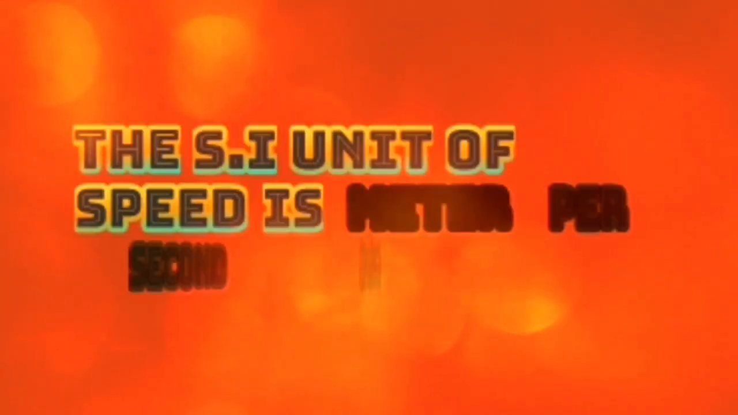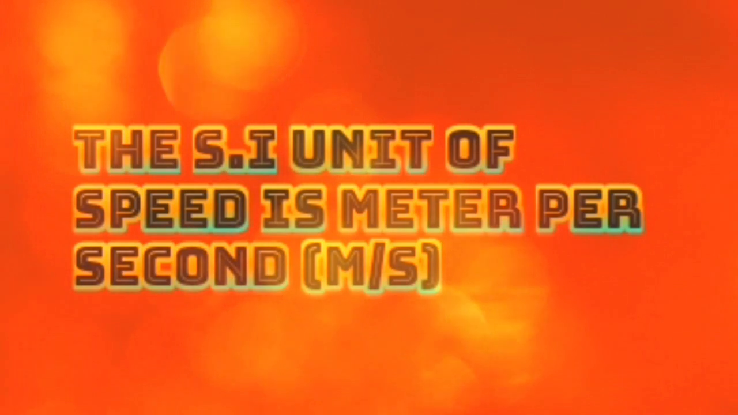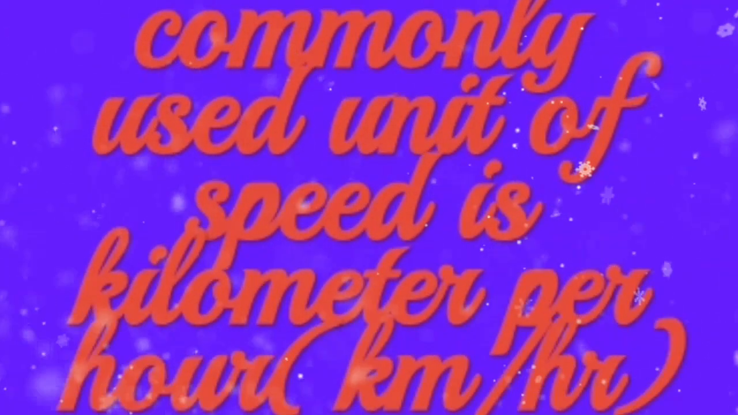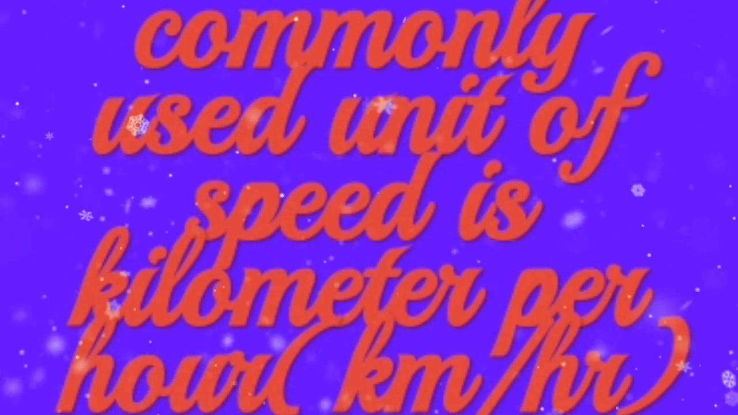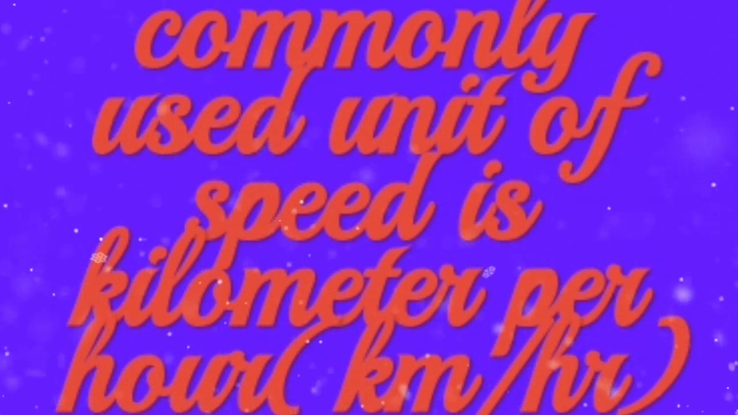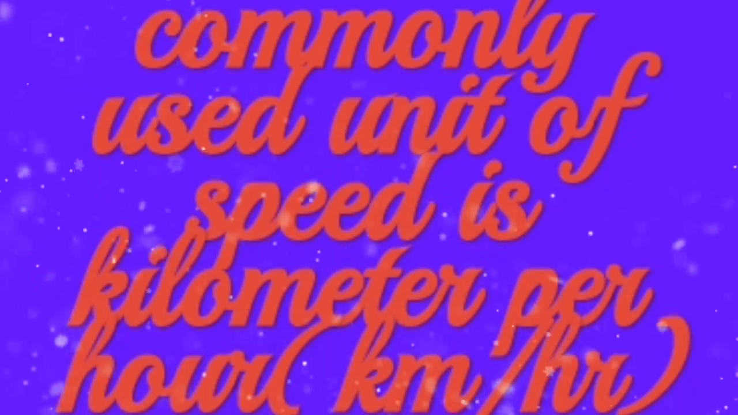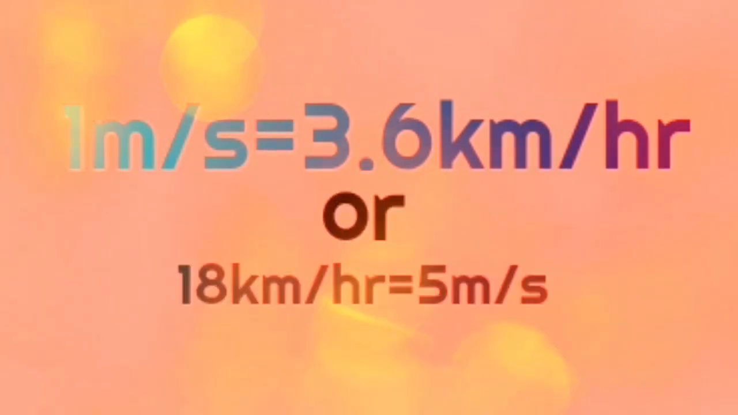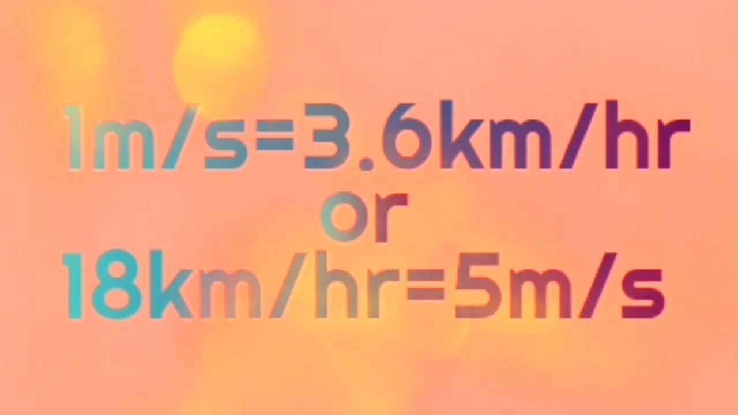Speed is a physical quantity, so it will have a unit. Its SI unit is meter per second. Not only SI unit, but the speed has got a commonly used unit also, and that is kilometer per hour. The SI unit and the commonly used unit are related to each other. So this is how they are related. 1 meter per second is 3.6 kilometer per hour, or 18 kilometer per hour will be 5 meter per second.